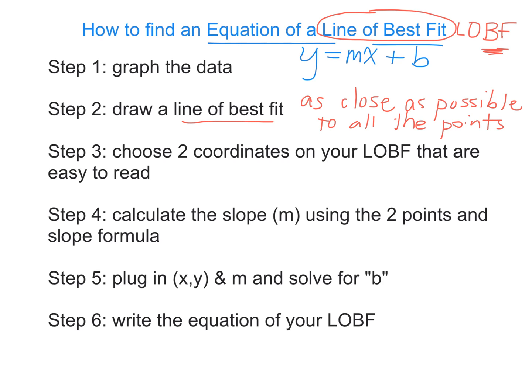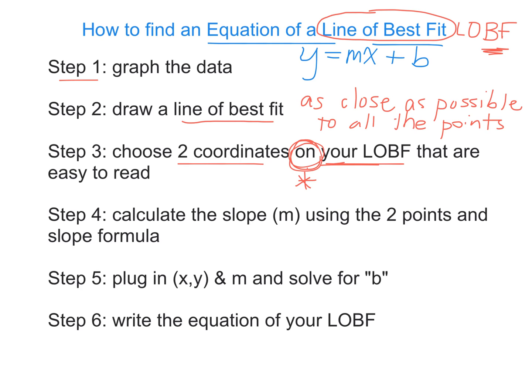So step one is to graph the data. You're going to create a scatter plot. We're graphing the data, and the example we're looking at today was comparing what? We need to choose two coordinates on, this is the key word here, on your line of best fit. Not two points that are on the graph, but two points on your line. I want everyone to watch how I choose the points here.